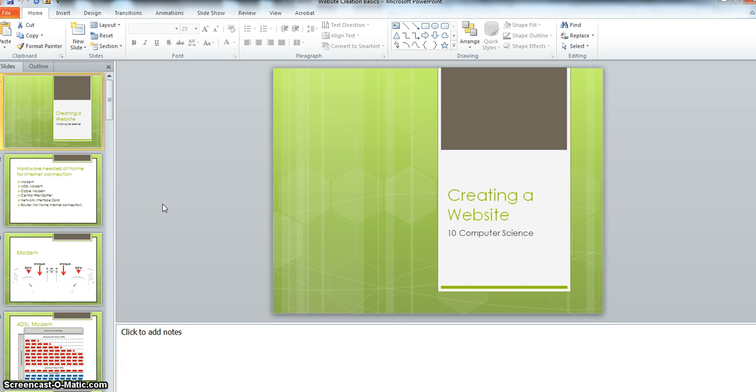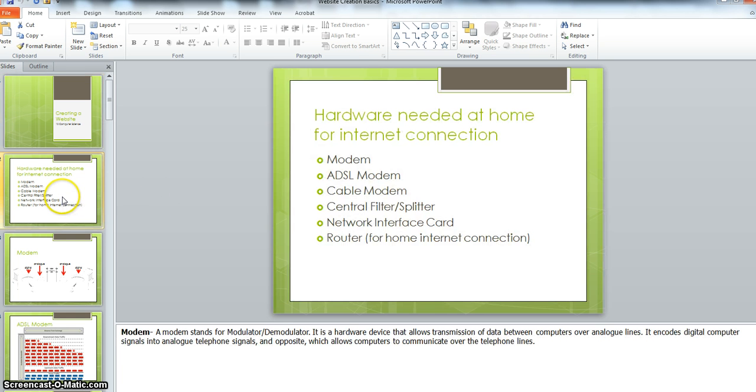You need to take out that paper that I gave you to keep notes on, and take notes through here. We left off the last lesson with talking about what hardware is needed if we did create a website at home, what hardware is needed to upload it to the server. And we had 6 things: modem, ADSL modem, cable modem, central filter and splitter, network interface card, and a router.